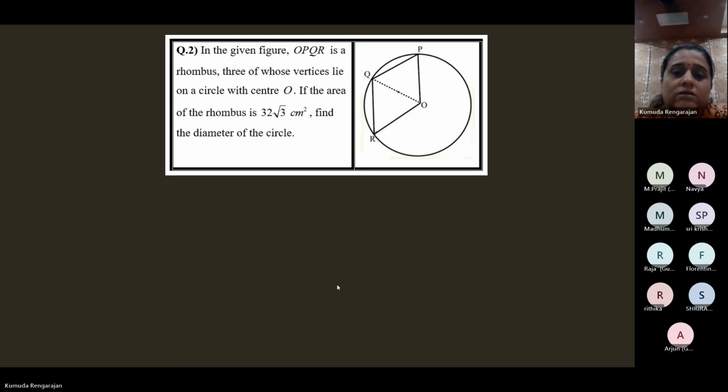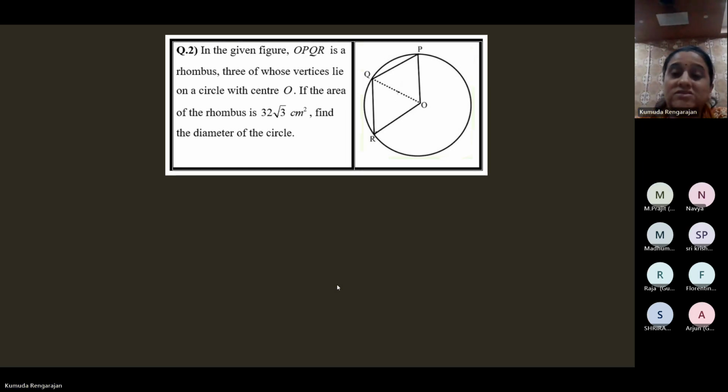Okay, very good. Now, what is OQ for the rhombus? Diagonal. So for the rhombus, OQ is one of its diagonals. What is OQ for the circle? Radius. We're just trying to understand the different line segments in the figure. For the rhombus, OQ is one of its diagonals. For the circle, OQ is radius.